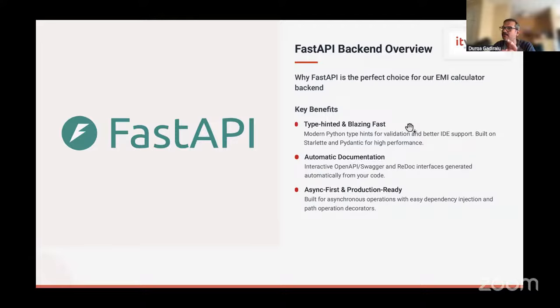There are other frameworks also to build backends. They are nothing but Flask and Django. But I have chosen FastAPI because it is meant for especially building agents. It is asynchronous in nature. With Flask, it is not asynchronous in nature. And there are also other advantages like automatic documentation.